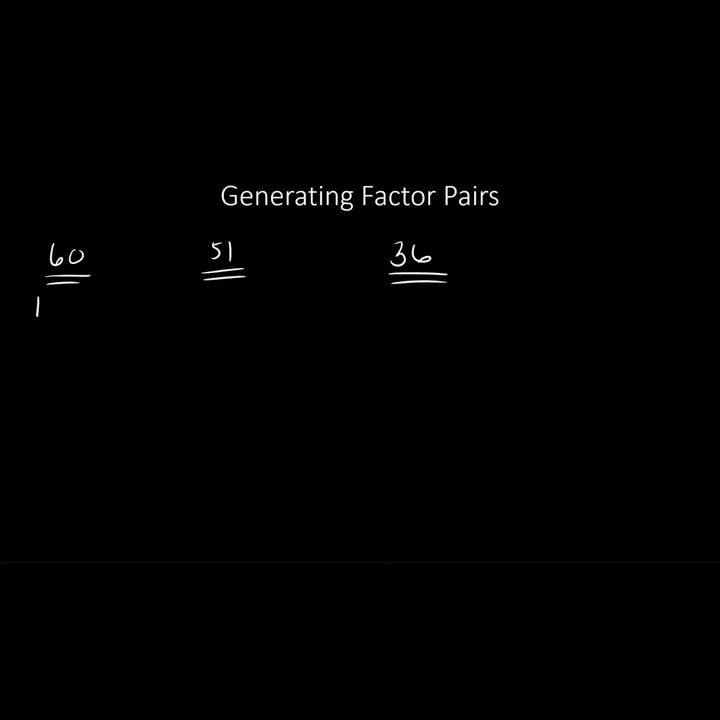I always start with 1 times whatever the number is. Sometimes that is the factor pair that you want when you're factoring quadratics, in which case you don't need to go any further. Now, if something is even, then you know it is divisible by 2, so you know that 2 will be a factor. You can grab your calculator and do the division out if you need to. So 60 can be factored into 2 times 30.